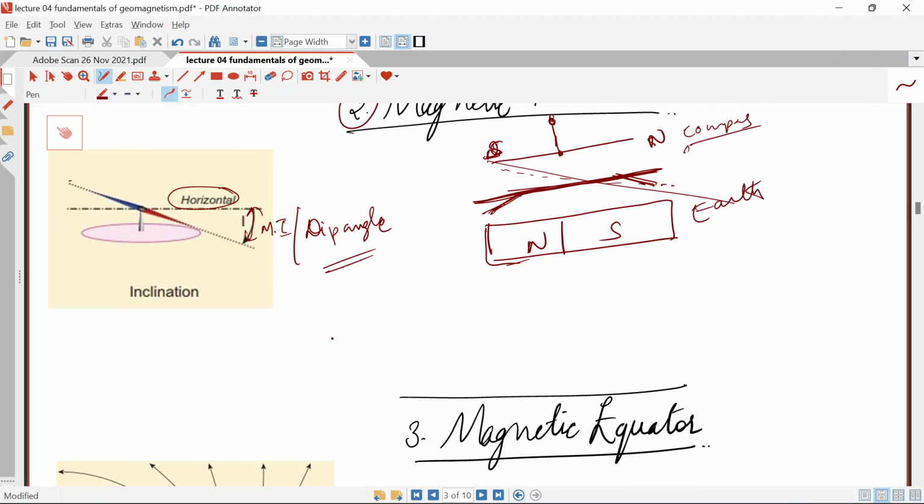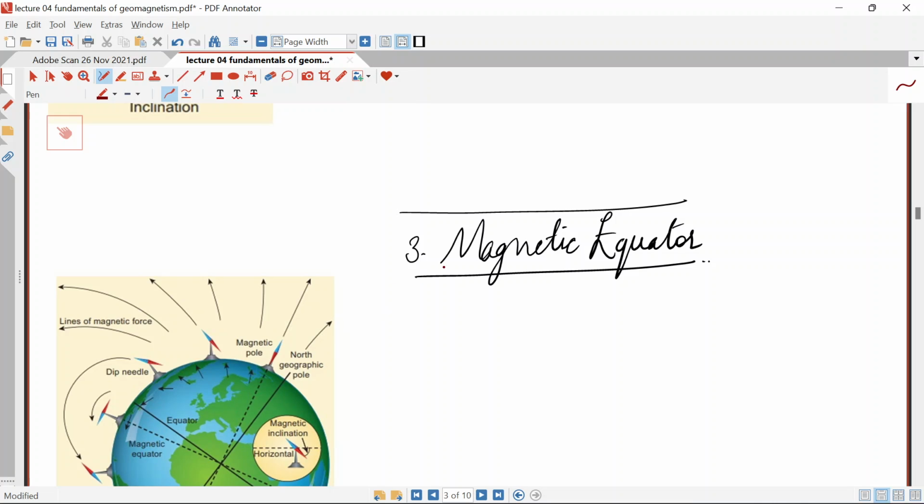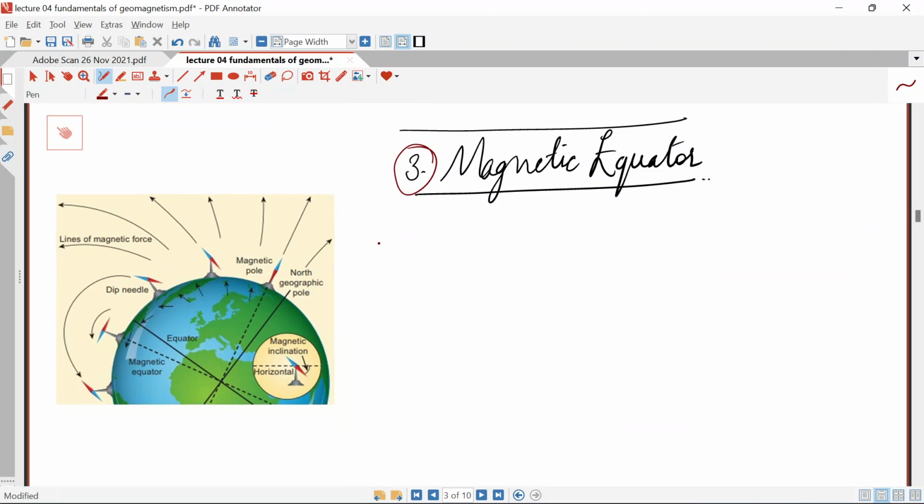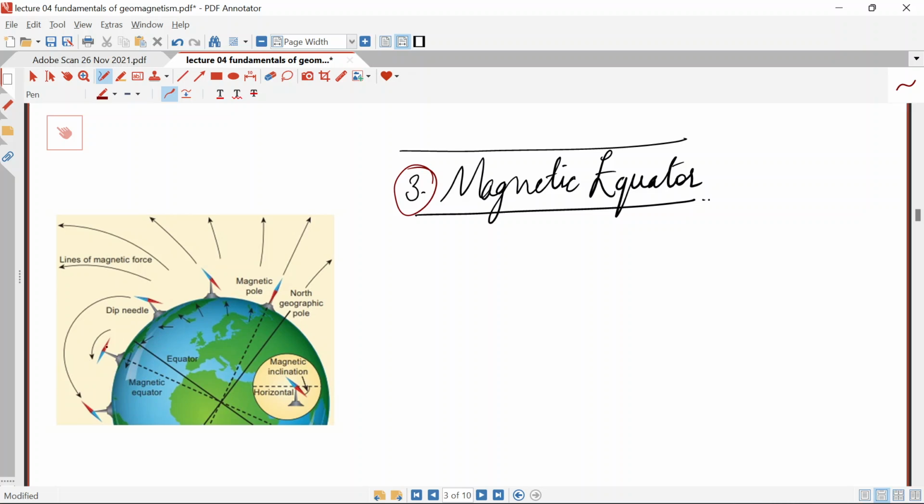Now let's see the third component of William Gilbert's geomagnetism. The third component is the magnetic equator. If you consider this as the equator, at the equator there is no inclination, and the needle is parallel to the surface of the earth. If you consider this as the northern pole, here we have the south magnetic property, that is a south pole. In the northern pole we have the south magnetic pole.